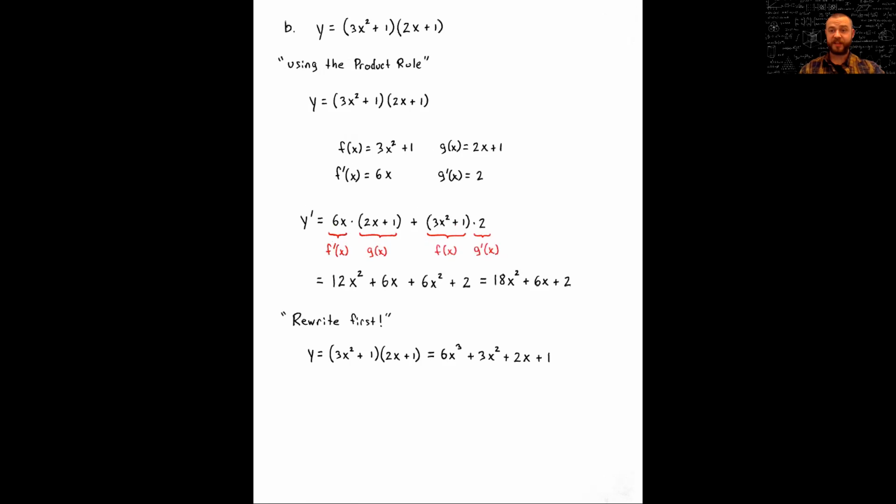And notice here, instead of multiplying after we've found our derivative, notice right in the middle of the page, we multiply it out, y prime. Well, why not just multiply out from the beginning? And that bypasses using the product rule. If you multiply that out, you'll get 6x cubed plus 3x squared plus 2x plus 1. And now it's pretty effortless to calculate the derivative.